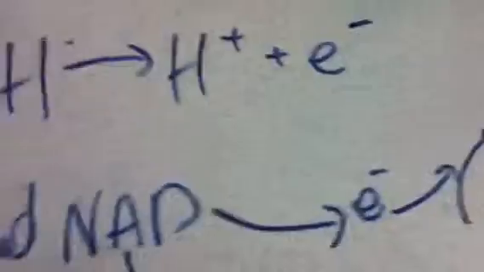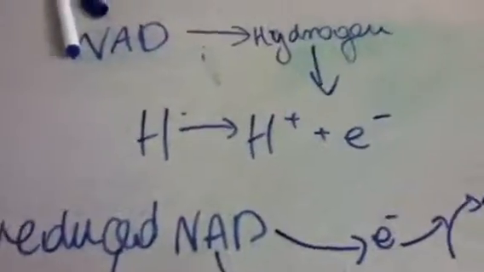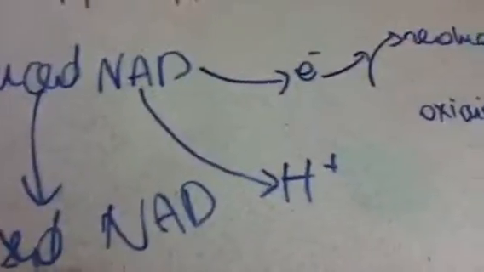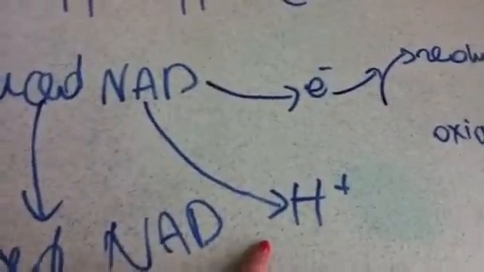the reduced NAD molecule is split into proton and electron. And NAD is being reduced by carrier 1, which gains electrons, and NAD is also reduced by a hydrogen, which then goes back to the Krebs cycle.